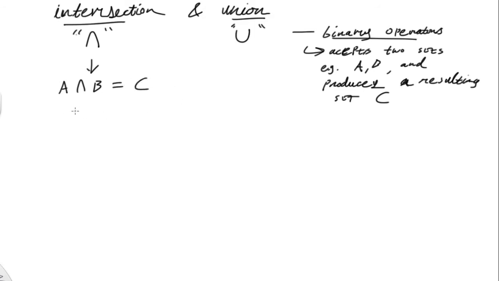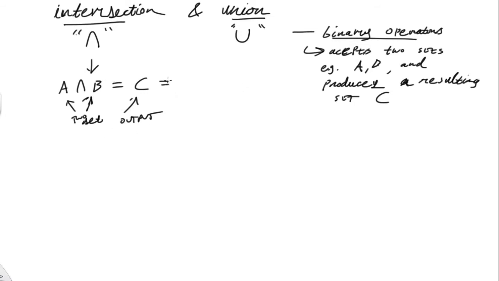So again, you put in two sets right here, and you get an output set. This works, of course, exactly like an addition or subtraction operator would on numbers. The idea is 1 plus 2 equals 3, and so on and so forth. And the same thing here.